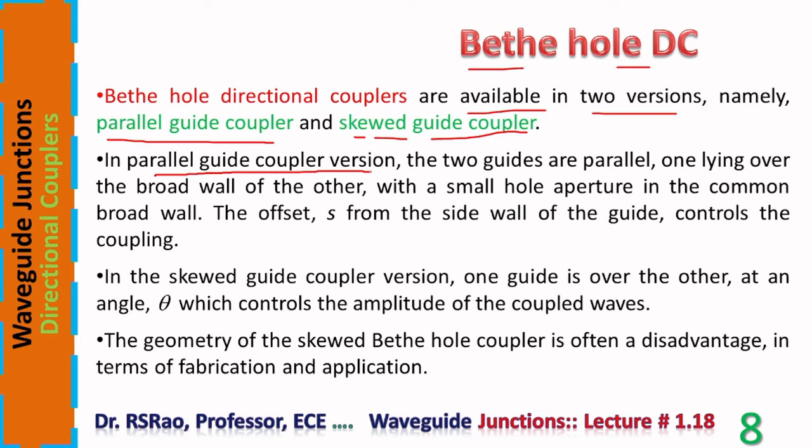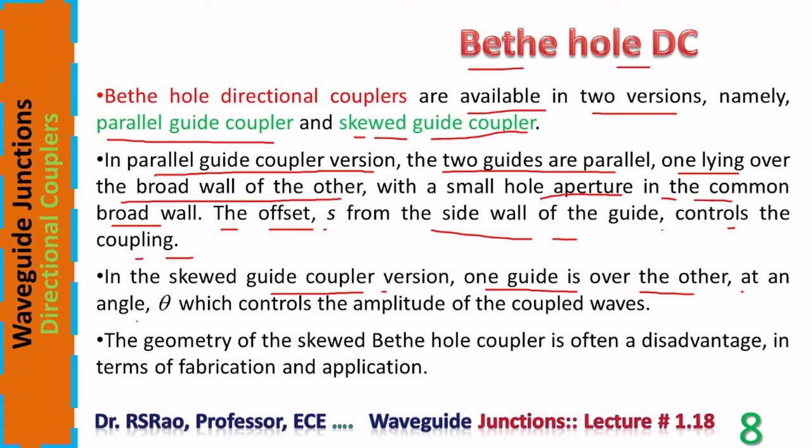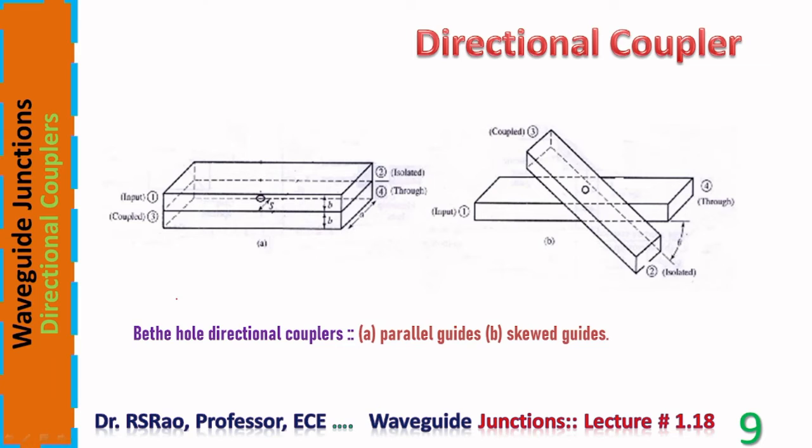In parallel guide coupler version, the two guides are parallel, one lying over the broad wall of the other with a small hole aperture in the common broad wall. The offset S from the side wall of the guide controls the coupling. In the skewed guide coupler version, one guide is over the other at an angle theta, which controls the amplitude of the coupled waves. The geometry of the skewed Bethe-Hole coupler is often a disadvantage in terms of fabrication and application. The structural details of Bethe-Hole directional couplers are illustrated in this diagram.